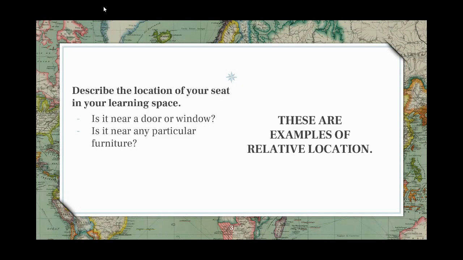So these are all examples of relative location. They're examples of relative location because they aren't exact. They aren't super specific. They tell me generally where you are, but they don't tell me exactly where you are.